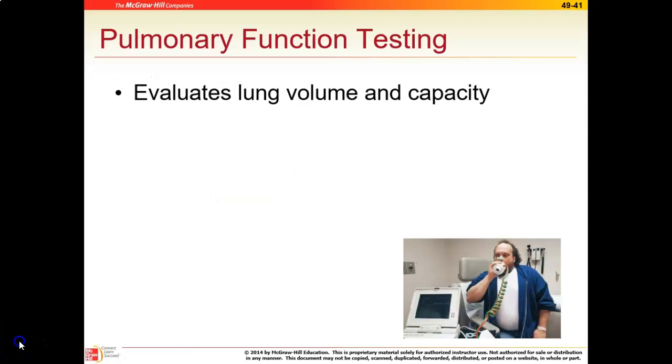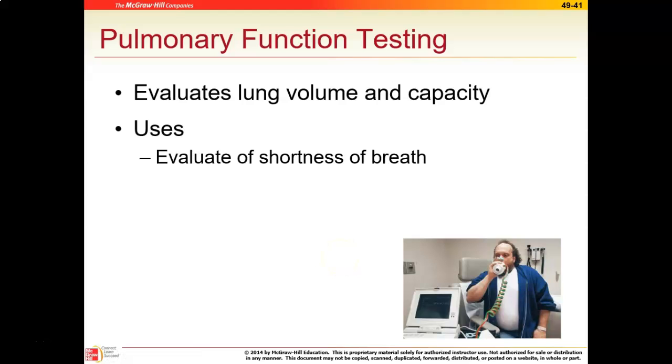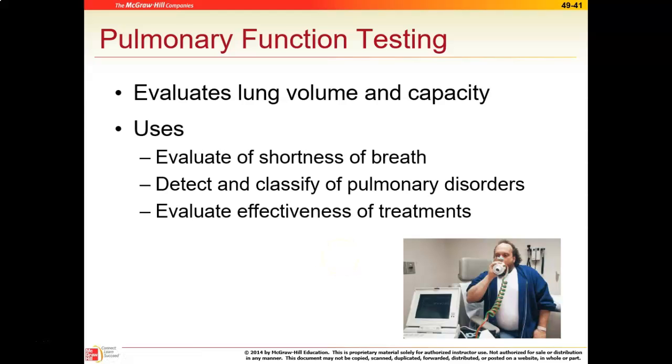Okay, so the first area we'll talk about is pulmonary function testing. And sometimes you'll see pulmonary function testing acronymed as PFTs, or you'll hear it acronymed that way. PFTs are used to evaluate lung volume as well as lung capacity. And we'll talk about the different volumes that are involved and how we measure that in the lungs.